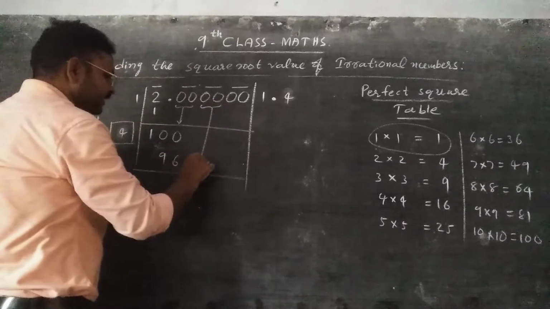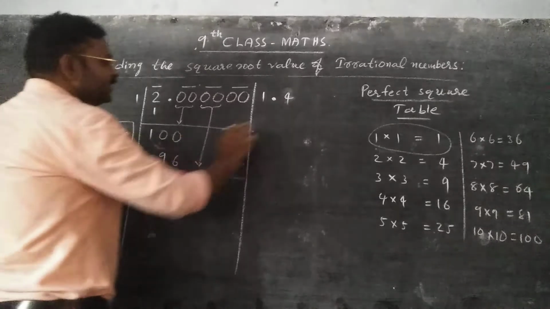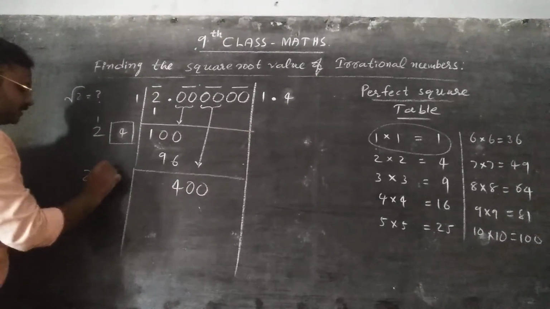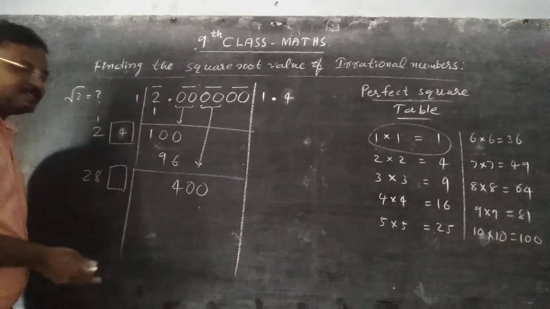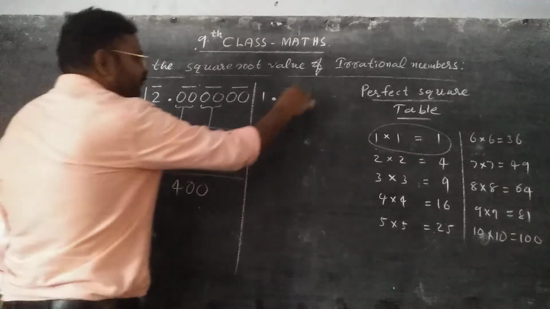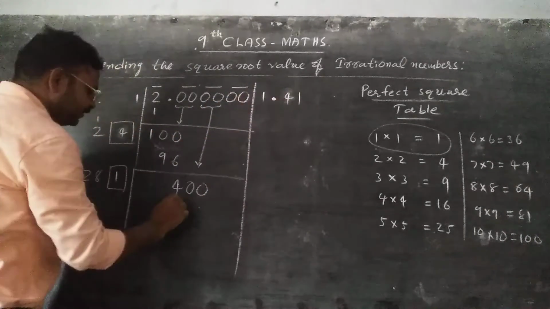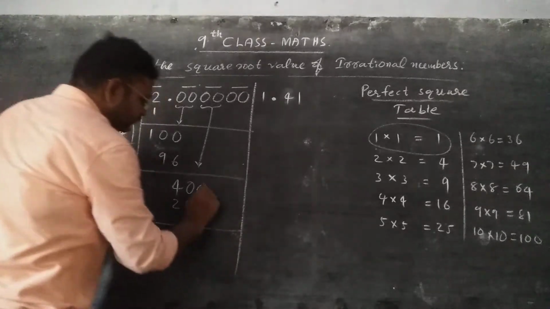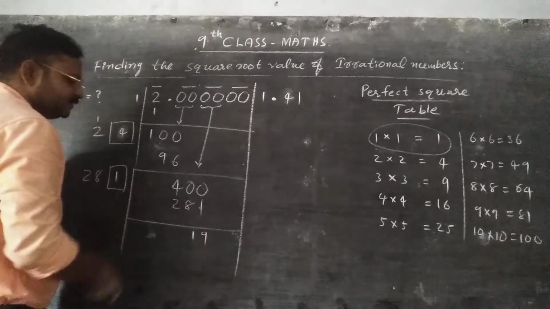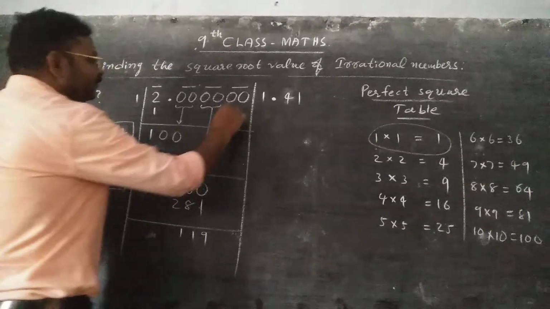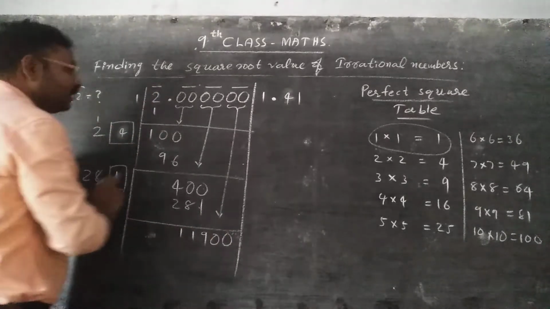Bring down 2 zeros again. Now 24 plus 4 is 28. And now how many times does it go? For 2 times it will be more than 400, so 1 time: 281 ones are 281. So 10 minus 1 is 9, 9 minus 8 is 1, 3 minus 2 is 1. Finally you bring down 2 zeros again. Now 281 plus 1.